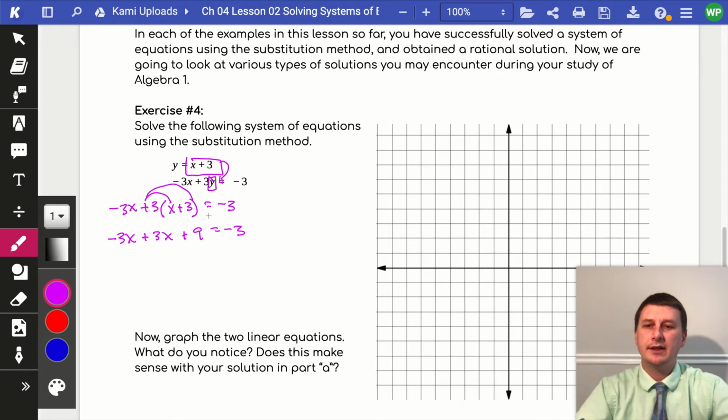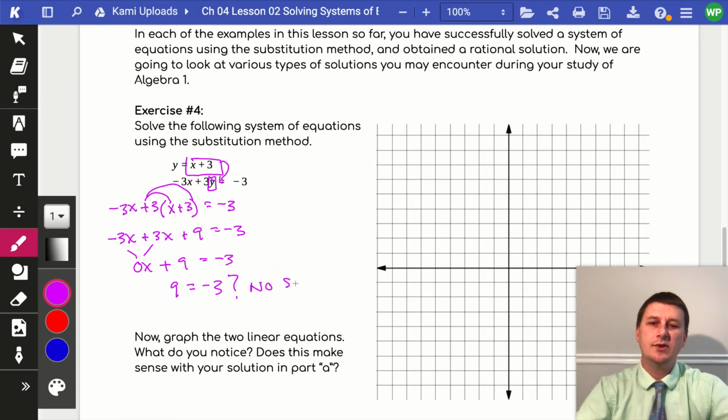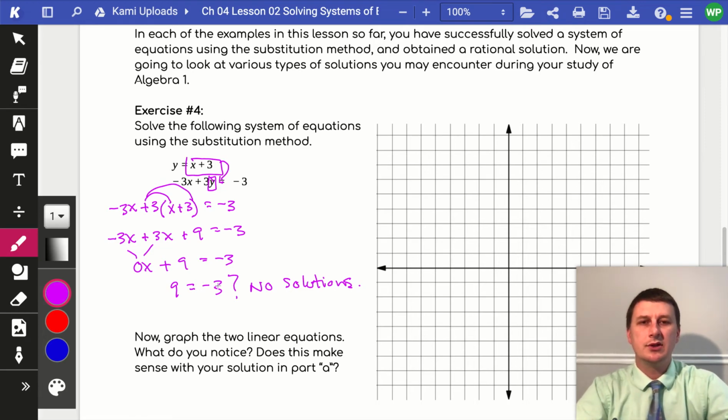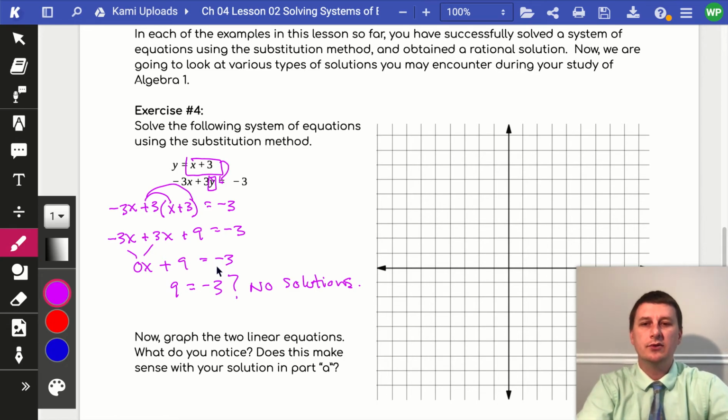And now when I combine my like terms, wait a second, I'm going to have nothing left. I'm going to have 0x plus 9 is equal to negative 3, but 0x is the same as 0, and 0 plus 9 is equal to negative 3. Is 9 equal to negative 3? And the answer is no, 9 is not equal to negative 3, so we say that this has no solutions. If you ever encounter an equation or a system of equations where one number is equal to another number, or one constant is equal to a different constant, there are no solutions.